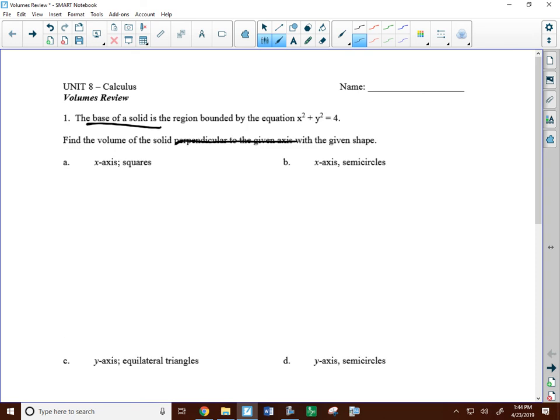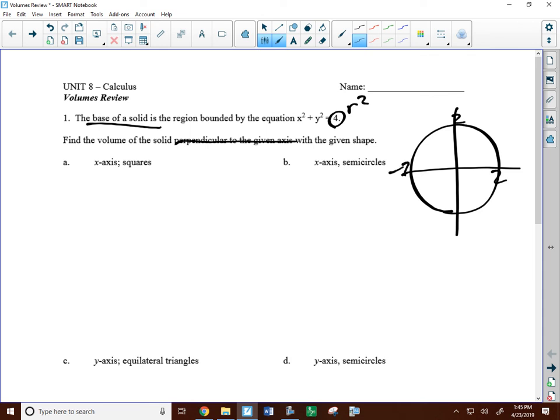Okay, so let's go back and do number one. One setup, but then different parts to it. So here's, it's not the unit circle, it's a circle with radius 2. That's the r squared value. So it's close to unit circle. That's a circle with radius 2. Set it at the origin still.